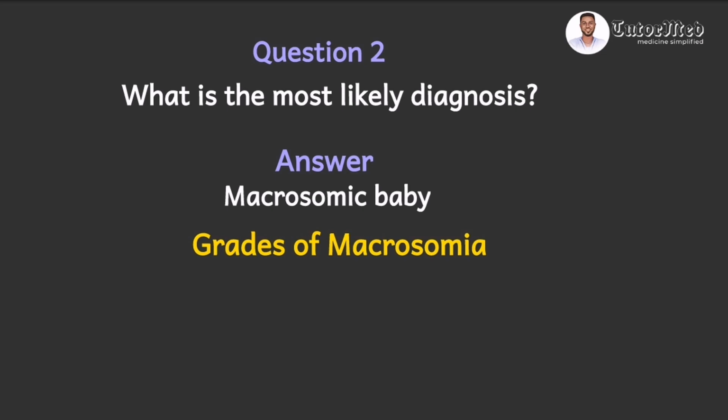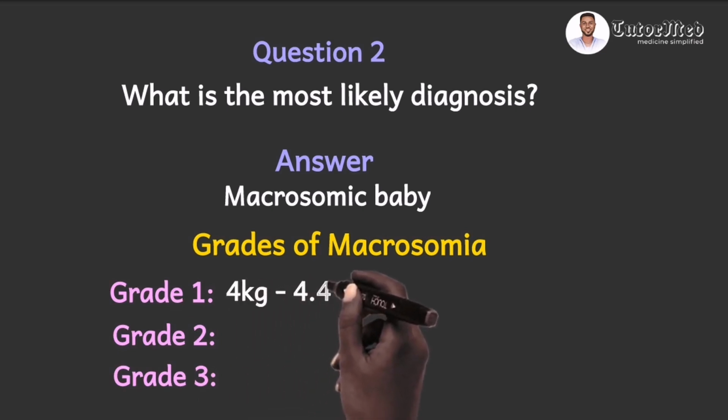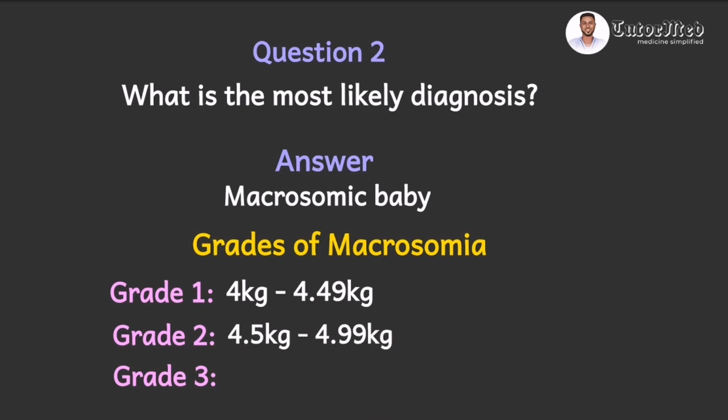And so we have 3 grades from grade 1 through grade 3. Grade 1, we have a baby with a birth weight from 4 kilograms to 4.49 kilograms. And grade 2, it is 4.5 kilograms to 4.99 kilograms. And grade 3, it is 5 kilograms or more. And as usual, like I've been saying, whenever you have 3 categories of anything, the best thing to do is to keep the middle one in mind. Once you remember the middle one, you will be able to remember the extremes.